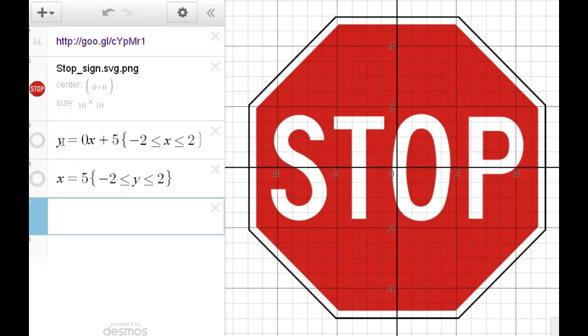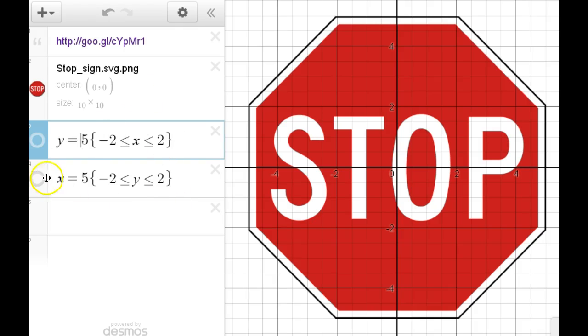So here's your project for tomorrow. This is going to be an in-class assignment, right? It's similar to the one we did before. It was just a square. Now it's an octagon, a stop sign, and you already know the equations to graph the sides. The y equals 5 is the top. It's horizontal, 0 slope, and we know x equals 5 is the side, right here.